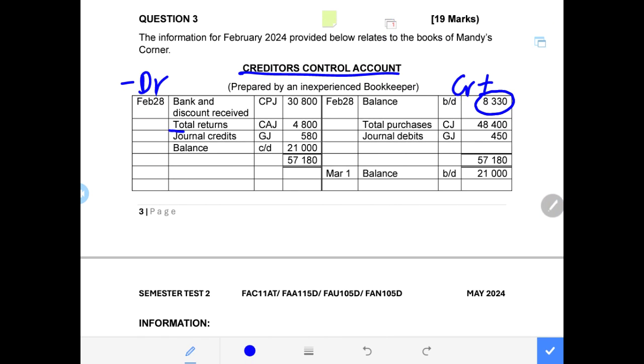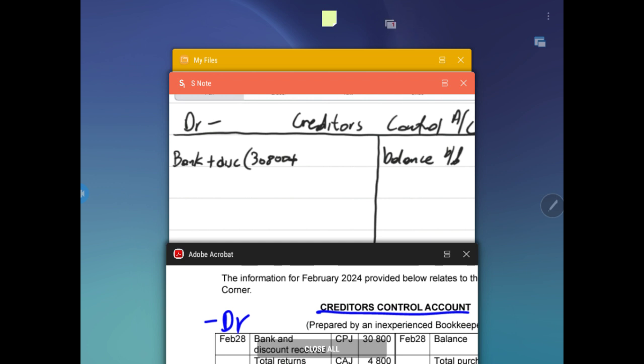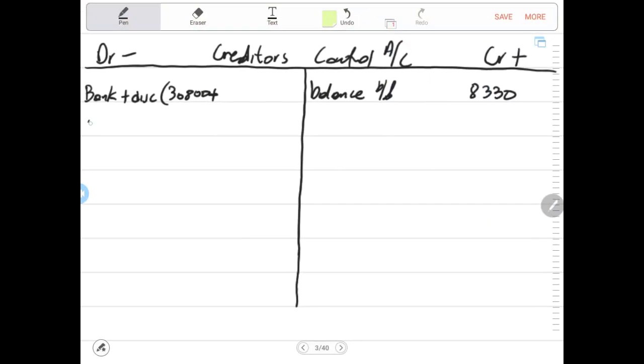Then we have total returns. So we're happy that returns belong to the debit side. So now we can just record this one and say total returns, 4,800. In case there will also be another return that will be made during the year, could be a plus or a minus, we'll deal with that.